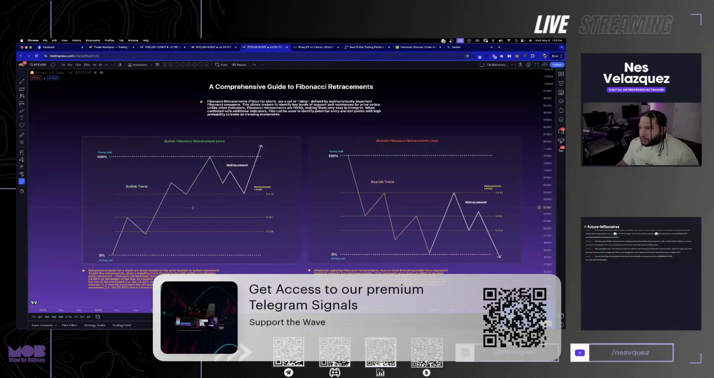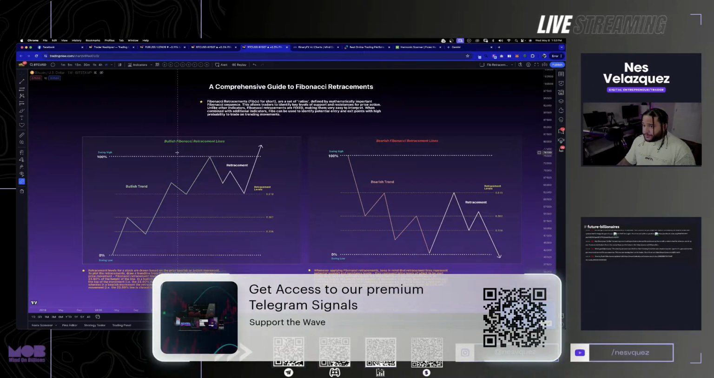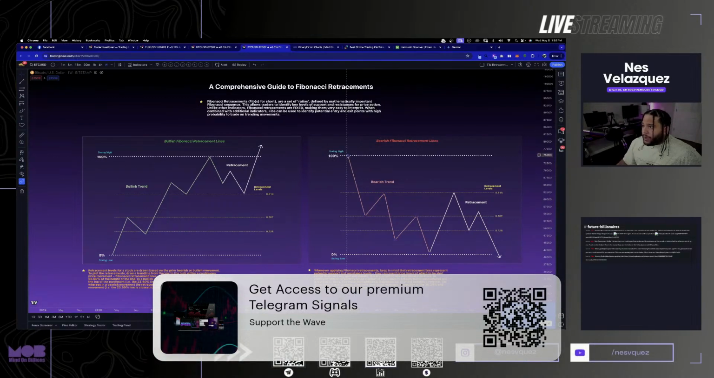So look, swing low, swing high, 0.236, 0.382, 0.618, and then you have 1. So 0% and 1, it's full. Now, when you look at it from the bearish perspective, from swing high to the swing low, there we go. You have 0.618, 0.382, 0.236. You can see this. It's very clear, very clear.